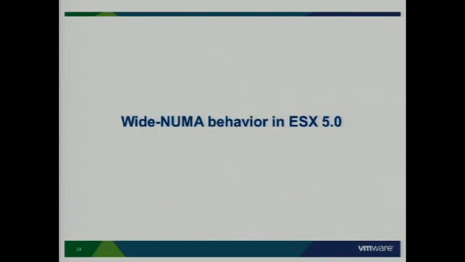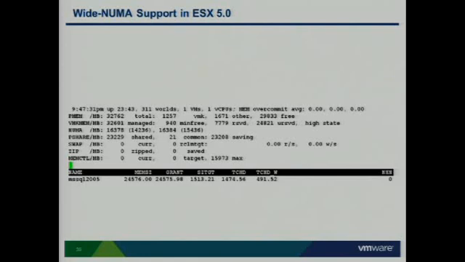Okay, the other one is Wide-NUMA behavior in ESX 5.0. Wide-NUMA is a scenario where a VM's memory size or its vCPU count cannot be fitted into a single NUMA node in your box. That's what we call Wide-NUMA. Prior to 5.0, we didn't have any support for Wide-NUMA. Basically, if a VM exceeds a NUMA node size, we wouldn't do any intelligent NUMA memory placement for those VMs. We would just give up and say memory will come from anywhere. We don't care whether it's local or remote memory. We don't do any optimization. But starting from 5.0, we now handle Wide-NUMA cases specifically.